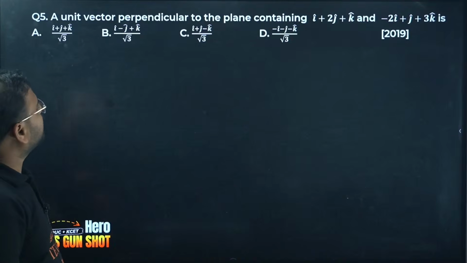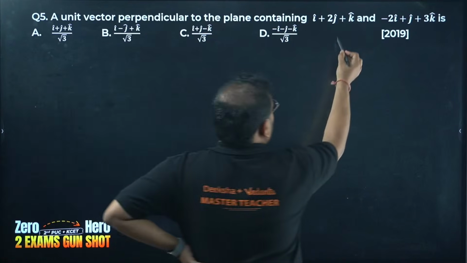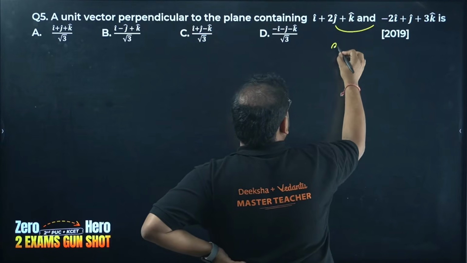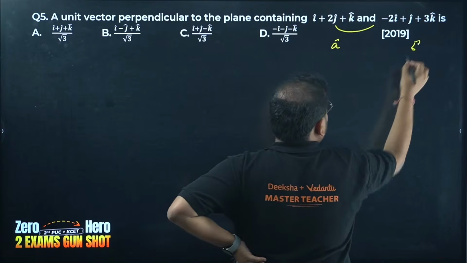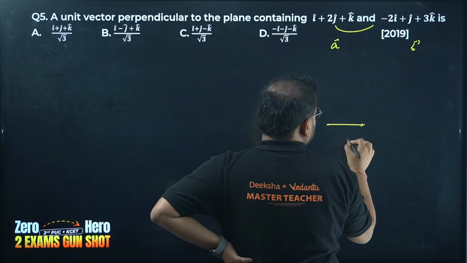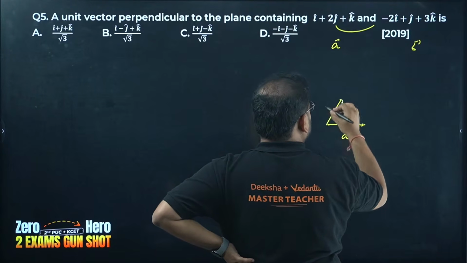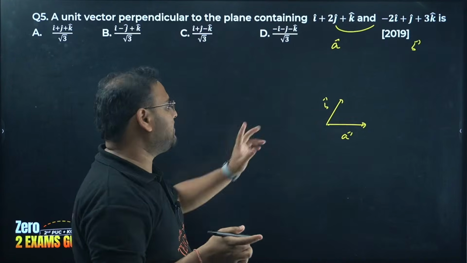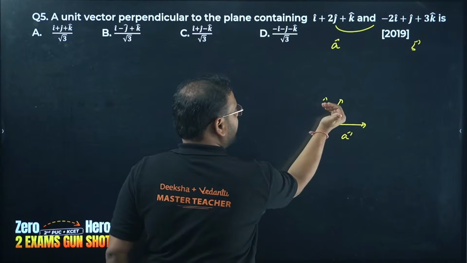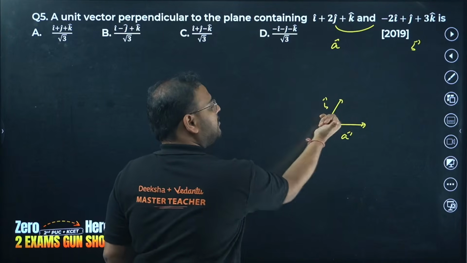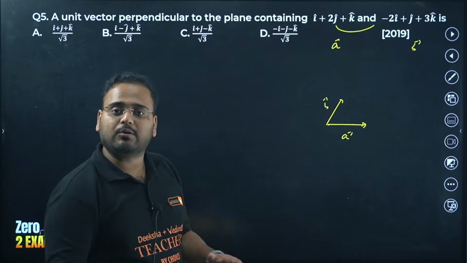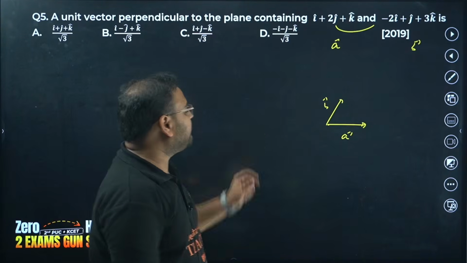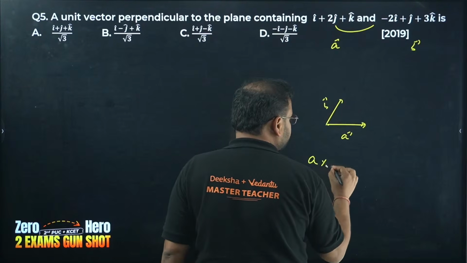Unit vector perpendicular to the plane containing these two. Let's say this is my vector A, this is vector B. I'm looking for a vector perpendicular to the plane containing them. So I can go A cross B. You can see this resulting vector will be perpendicular to the plane which these vectors are in. So I can find simply A cross B.